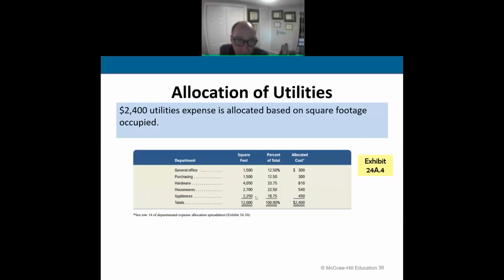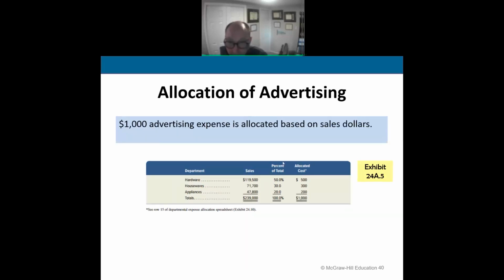And that's how we allocate the percent based on the percent usage. Utilities are based off of square footage. Square feet for each department divided by total square feet gets me the percent of the total square footage. That's how I allocate the total cost. It's pretty straightforward. Same with advertising.